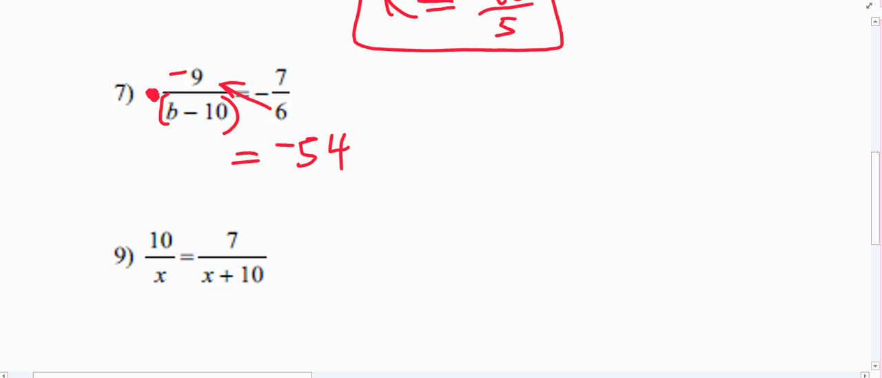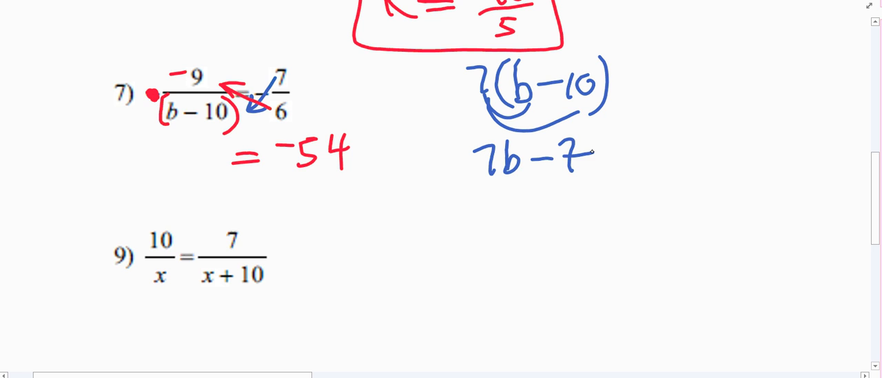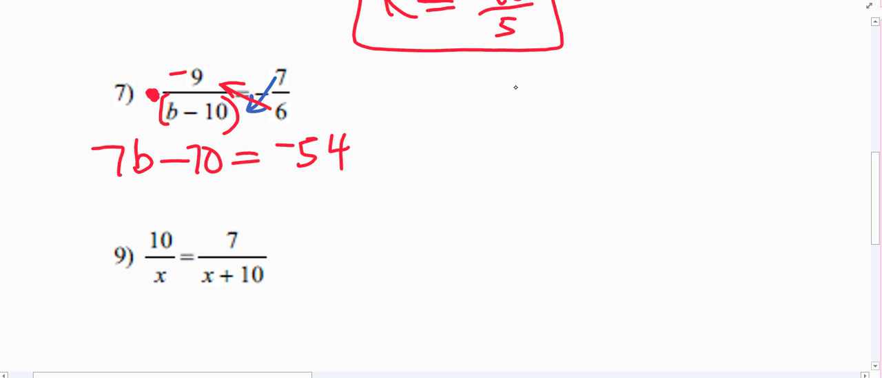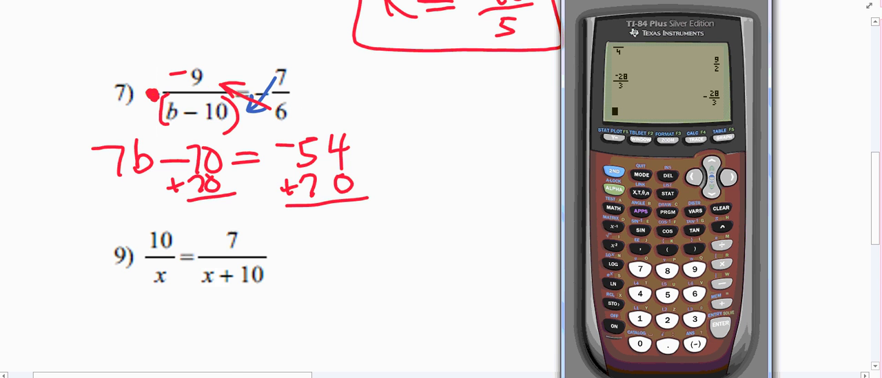And now we're going to cross multiply, and we're going to get 7 times (b minus 10). Distributing 7, we get 7b minus 70. So we're going to just put this right underneath here. 7b minus 70. Alright, so let's continue with this problem. So we're going to add 70 to both sides. Add 70. And let's go ahead and just use the calculator for that. We have negative 54 added to 70.